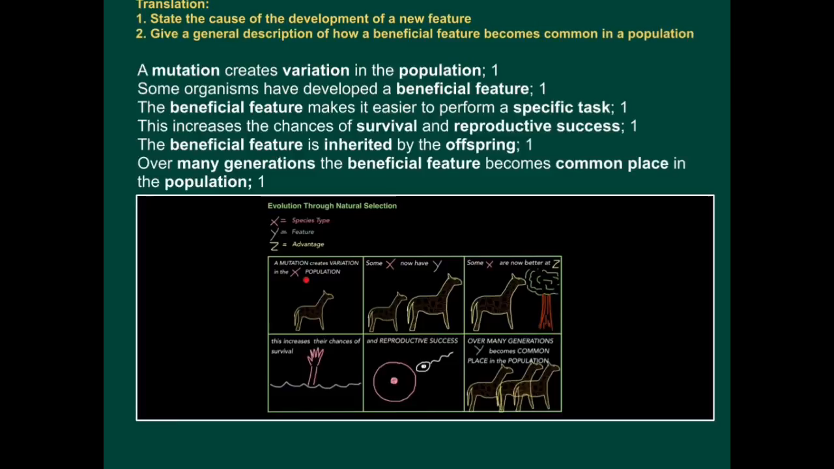And a really important point to finish off with, in other words, how it becomes commonplace over many generations. So generation after generation, parents passing on their features to their offspring again and again. The beneficial feature becomes commonplace in the population. If you can understand this set writing frame, you can pretty much answer any question on how natural selection works.